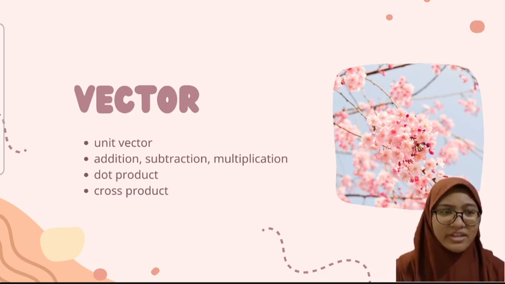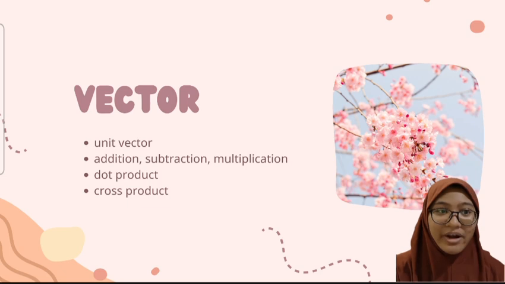For the first topic, I am going to talk about vector. What is vector? Vector is something that has both magnitude and direction. For example, mass. Mass is not a vector because mass has no direction, whereas velocity is a vector because it has both magnitude and direction.